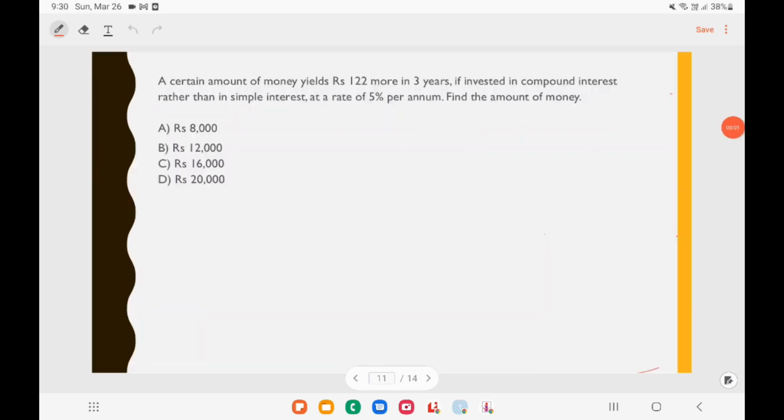So now let us look into some questions, different types of questions. As I already told you, UPSC hasn't asked questions from this topic. So I am giving you some practice questions here. So we will look into that.